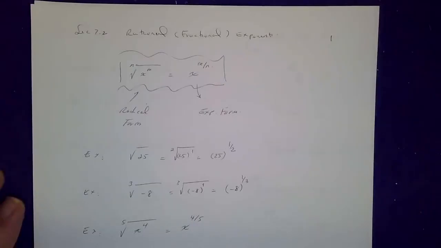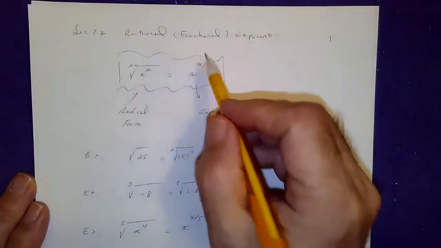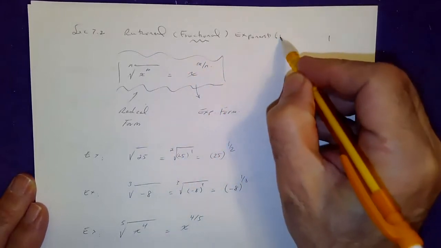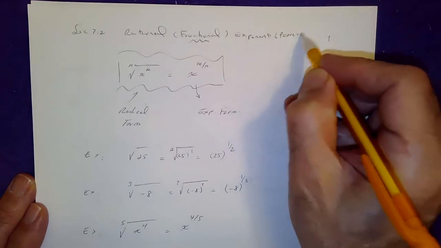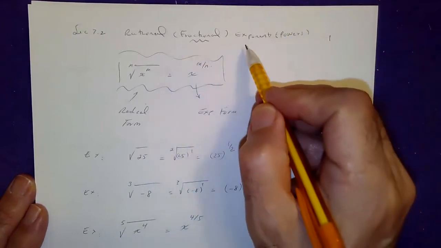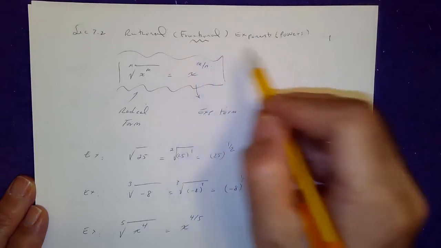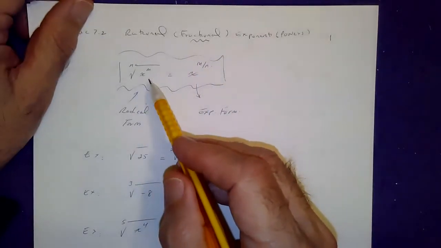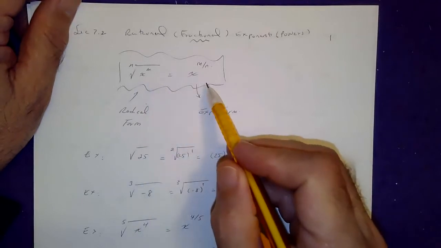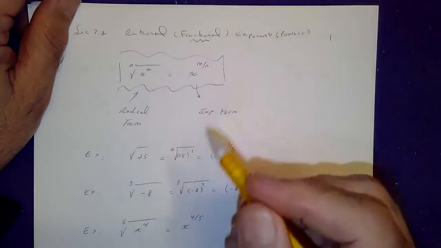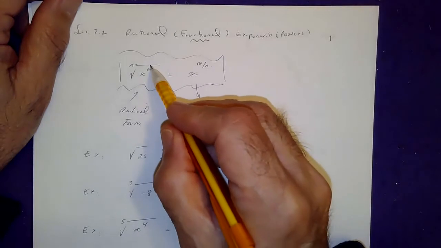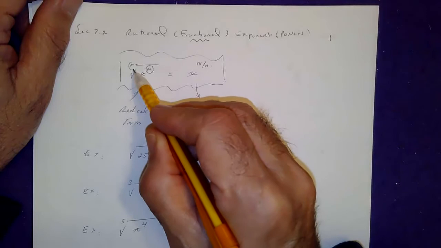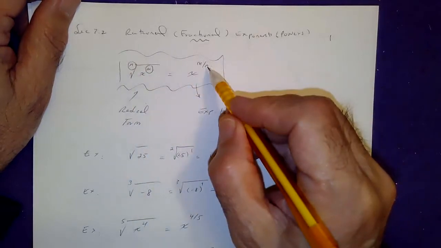Section 7.2: rational, which means fractional, exponents, which means powers. So rational exponents means fractional powers. It turns out you can write any radical in exponent form. All you have to do is take the power of the radicand and divide it by the index.